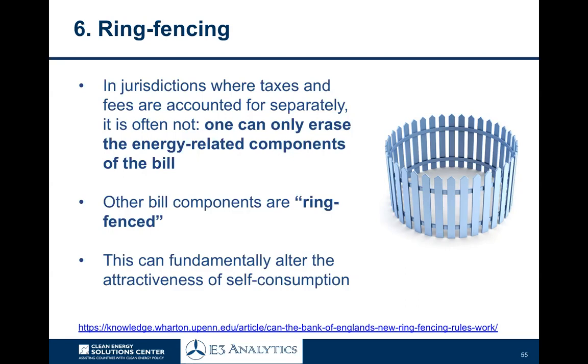You can only erase, for example, the energy-related components of the bill, because the utility says, we have to continue to maintain the network, we have to continue to maintain all of these other components of the bill that may be subsidy categories like low income, energy efficiency program surcharges, renewable energy program surcharges, and other things. The utility will argue, we still have to pay those things, therefore you cannot erase them with your self-consumption. Those are fixed parts of the bill.